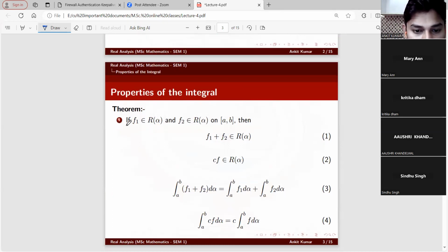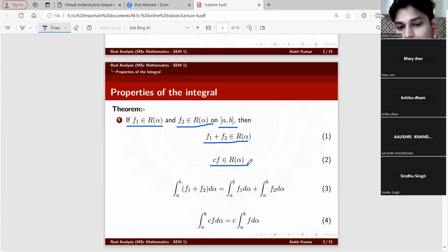First of all, suppose f1 belongs to R alpha and f2 belongs to R alpha on the closed interval [a, b]. Then f1 plus f2 belongs to R alpha, and c f belongs to R alpha. So if f1 is a Riemann Stieltjes function and f2 is also a Riemann Stieltjes function on the closed interval [a, b], then their sum f1 plus f2 always belongs to R alpha, that is, it is Riemann Stieltjes integrable.